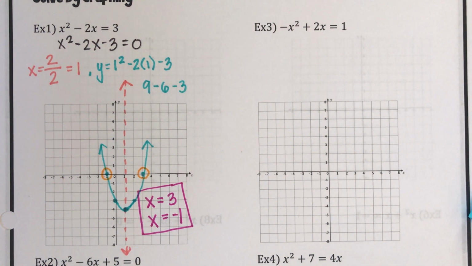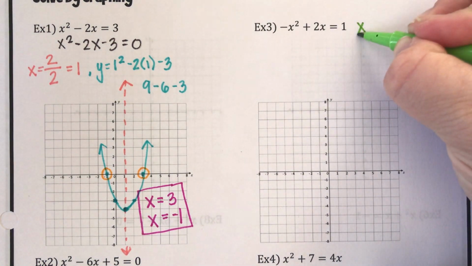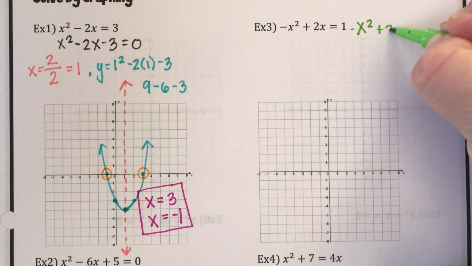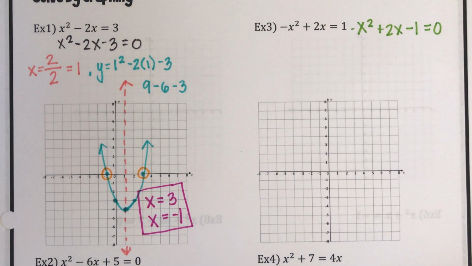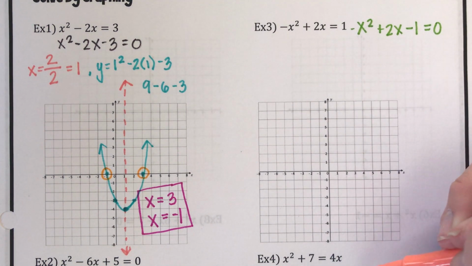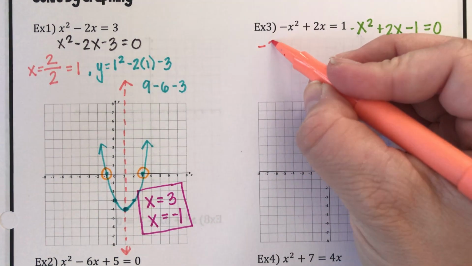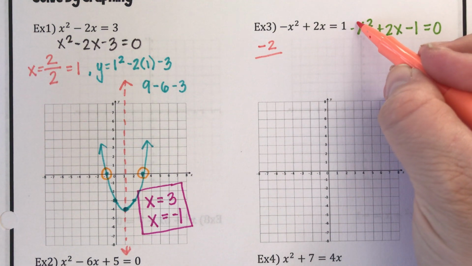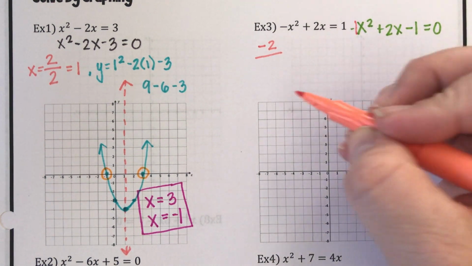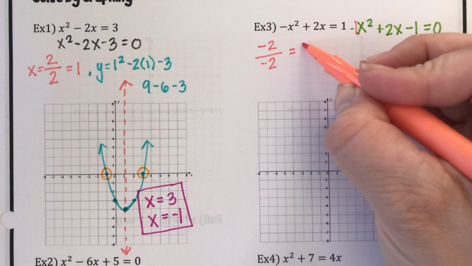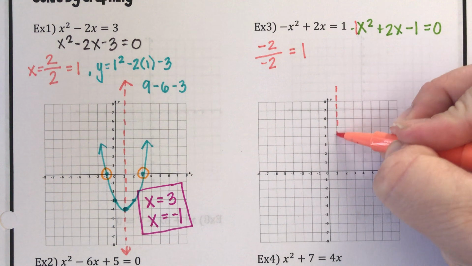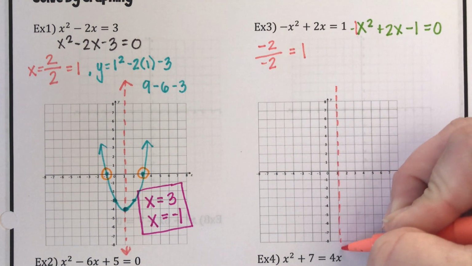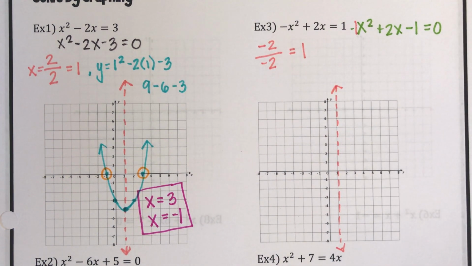Okay, so let's look at number 3. First thing I'm going to do is make sure that it's written properly. So negative x squared plus 2x minus 1 is 0. So we're going to go about finding the axis of symmetry. So negative b over, remember, this is like having a negative 1. 2 times negative 1 is negative 2. Negative 2 over negative 2 is positive 1. So all of our axes of symmetry won't be 1, but these two happen to be.